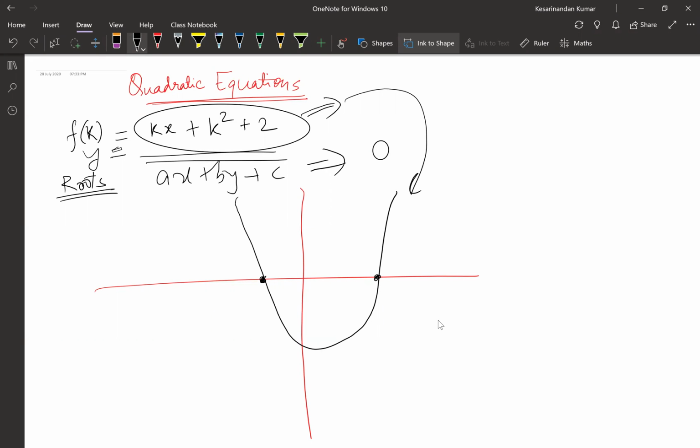So what we want is when the parabola cuts the x-axis, and these are called roots. When we find the value of this x-intercept, basically when y is equal to 0, that is why we equate this to 0 and call these two as roots. These are roots and this is the y-intercept.